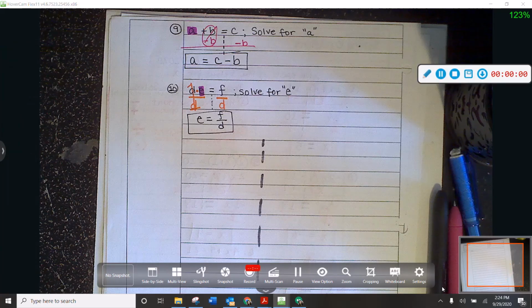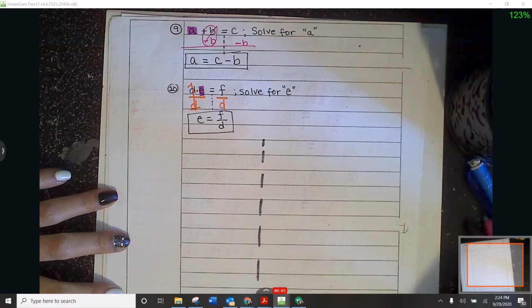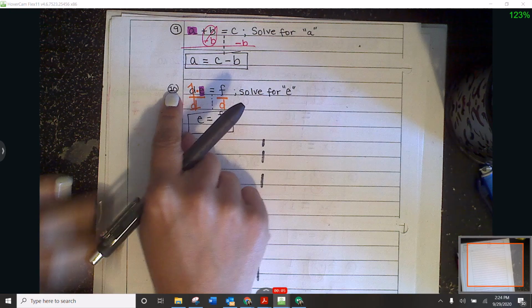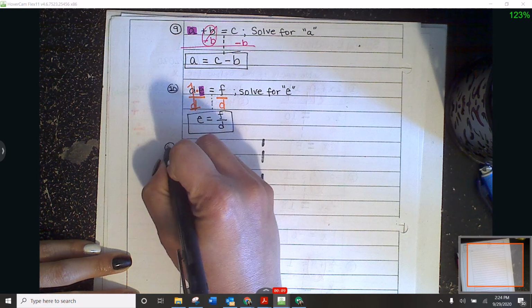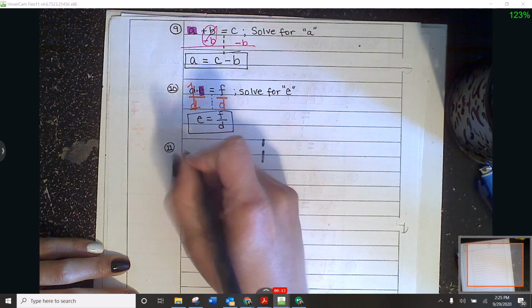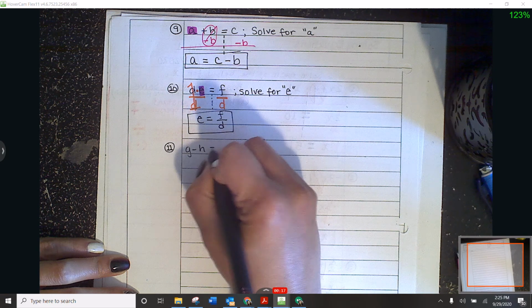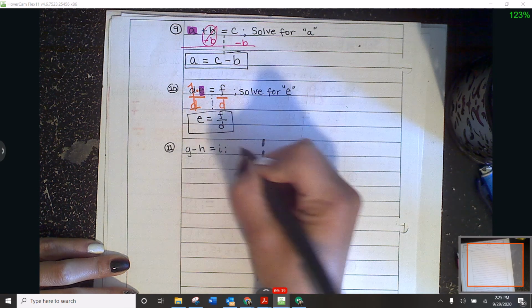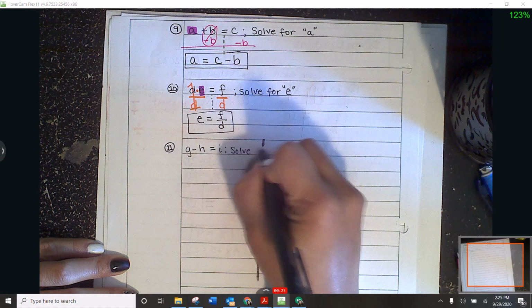All right, just wanted to finish off the last few problems together. So we had just done number 10. So let's continue with example 11, which is G minus H is equal to I. And this time it's asking us to solve for G.